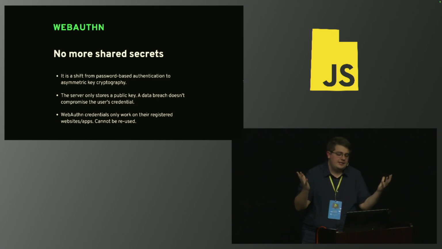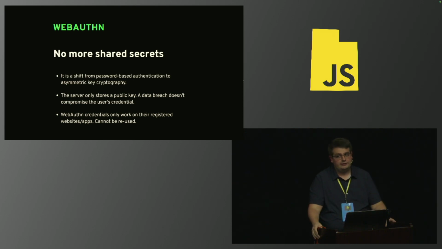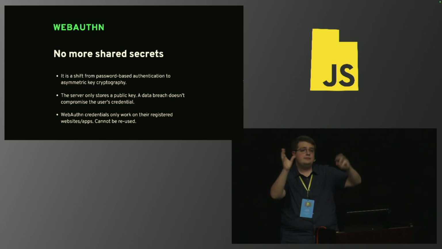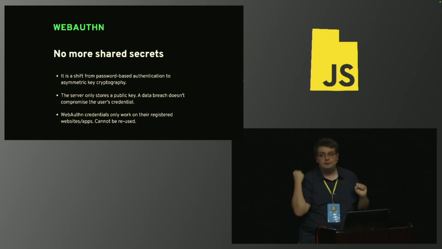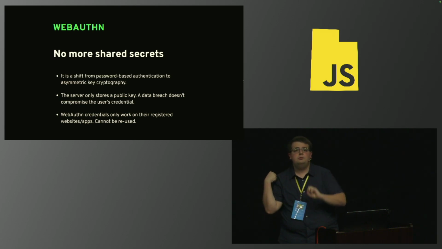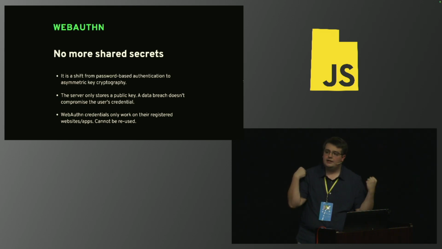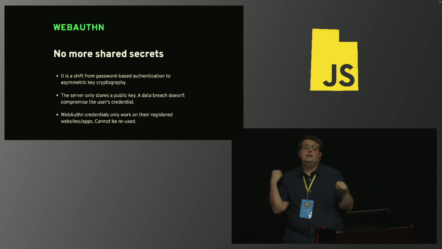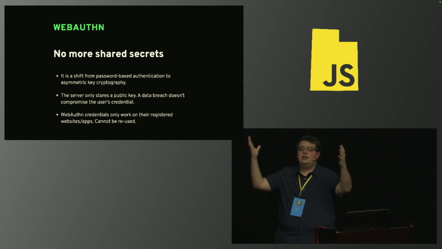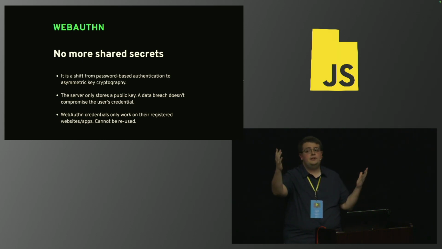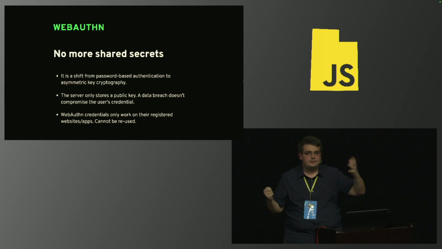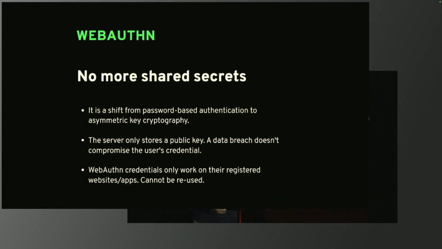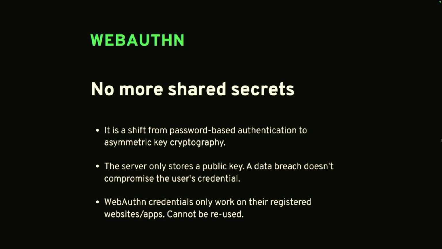So it relies basically on asymmetric cryptography. You basically have a key pair. Your server is going to store the public key, and your authenticator will hold a private key. Then whenever you need to authenticate a user, you're going to send a challenge to the authenticator, and the authenticator will use the private key it has to sign that challenge, and then send it back to your server, and your server can determine whether the signature is accepted or not. Okay, that's basically it.